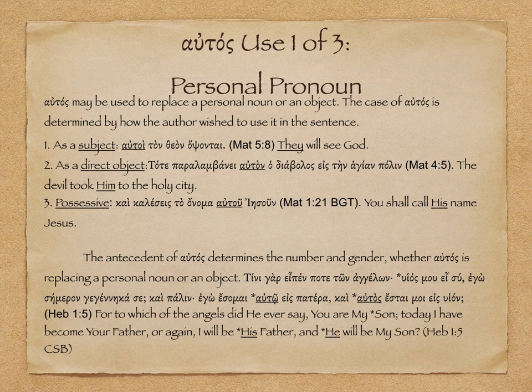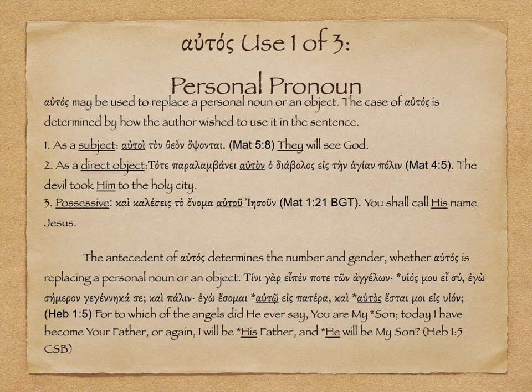Or most often. There's nuances, but that's often the subject. As a direct object, autos: tote paralambanei auton ho diabolos eis ten hagian polin. The devil took him, auton, to the holy city. Ho diabolos would be nominative, the devil. Paralambanei, carried him, took him to the holy city. Him in the accusative here, masculine accusative.